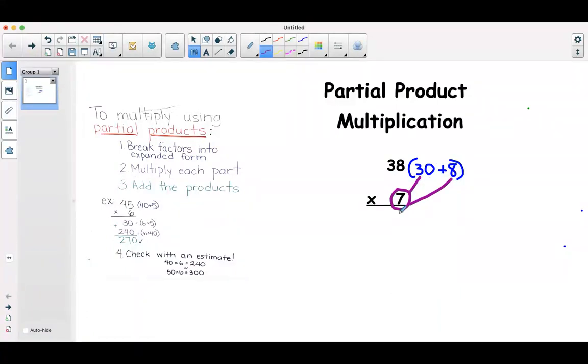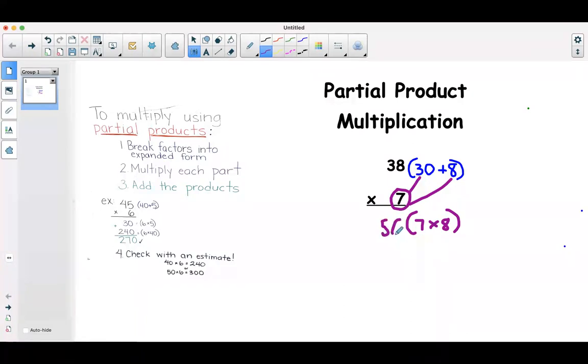So I like to start with the ones. So the first multiplication sentence I'm going to write is 7 times 8. I'm taking this factor and multiplying it by the ones part of my top factor. So I'm going to do 7 times 8 and I'm going to get 56.